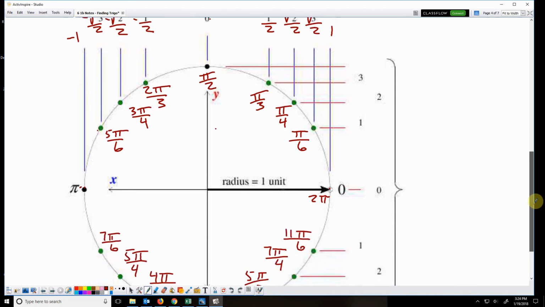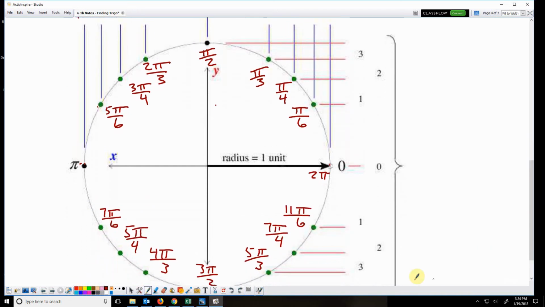The y values work the same way, except they're counting up or down. So right here, the y value is 0. When we go up to the first position, the y value is 1 over 2. Second position up, y value is root 2 over 2. Third position up, the y value is root 3 over 2. And the fourth position up is all the way at the top, the y value is 1.